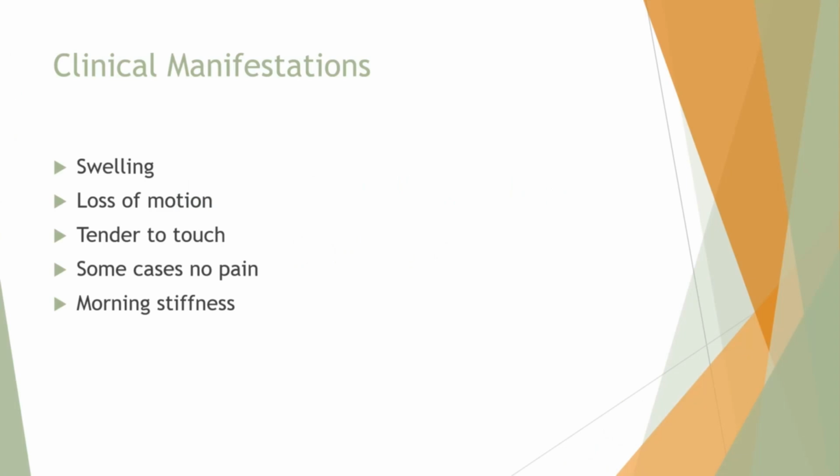Some signs and symptoms seen in juvenile idiopathic arthritis are swelling and loss of motion in the affected joint. The affected area may be tender to touch and feel slightly warm, but there are times that pain is actually not reported, even though there may be a large effusion. Another characteristic symptom of JIA is morning stiffness of the joint in the morning or after periods of inactivity.